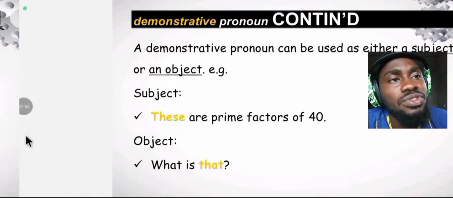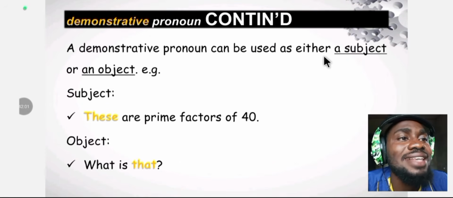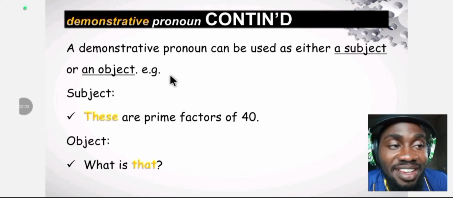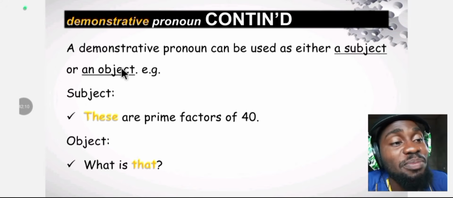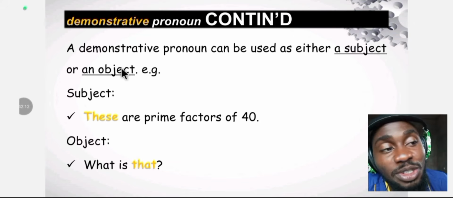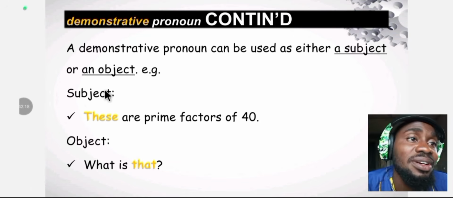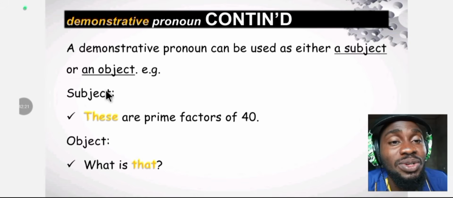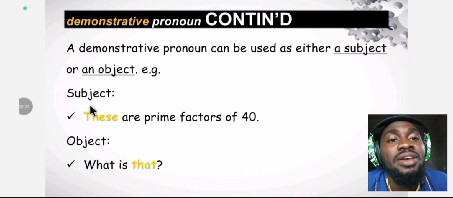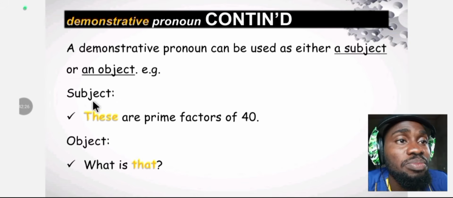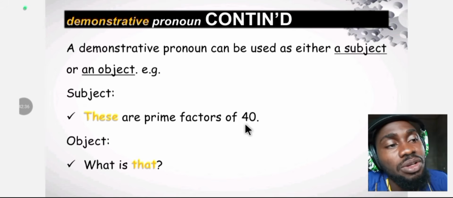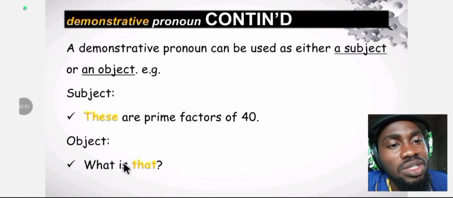Let's look at the forms. A demonstrative pronoun can be used as either a subject or an object. This one does not have any specific rule when pertaining to subject and object position. So you can use it in the subject position or in the object position. All demonstrative pronouns can take both positions, okay? Subject position: these are prime factors of 40. Object position: what is that?